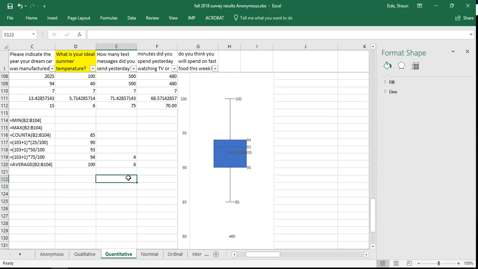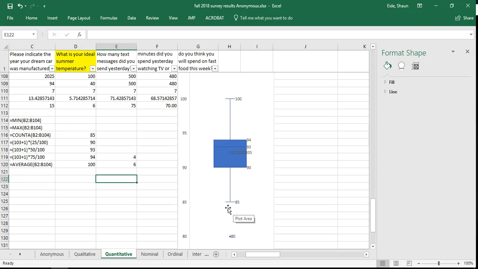So you've got an interquartile range. The first quartile is at 90, so 90 minus 6 is 84. So anything less than 84 would be considered an outlier. 94 plus 6, or 94 plus 150% of the interquartile range, is 100. So anything greater than 100 would be considered an outlier. Now the reason why it just says 85 right here is because 85 is the lowest value that is within 150% of the interquartile range.